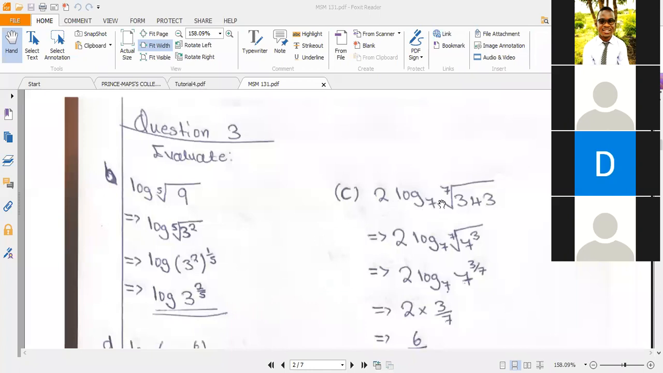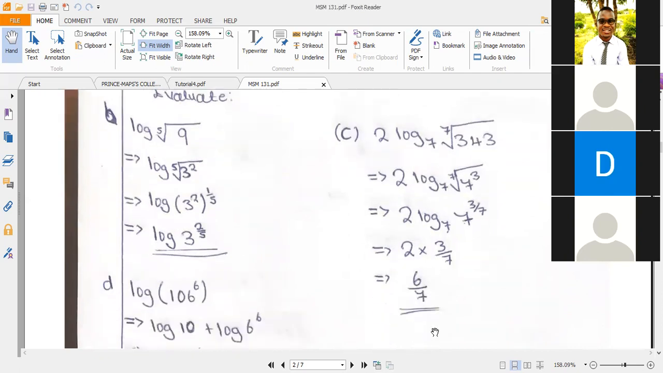2 log 7 and the 7th root of 343. So we realize that 343 can be written as 7 to the power 3. And then what we have? We have the 2 log 7, then the 7th root can be written as 1 over 7 times the power of 3, which becomes 7 to the power 3 over 7. So at this point, you can either say log 7 is actually 1. 1 times 3 over 7 is 3 over 7. So it will be like 2 times 3 over 7, which is equal to 6 over 7.